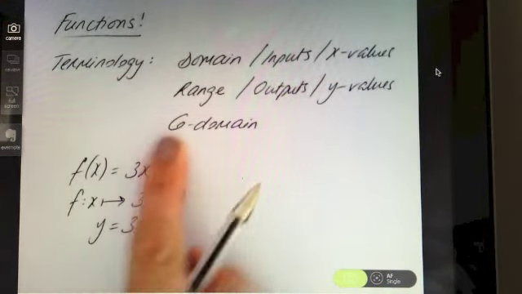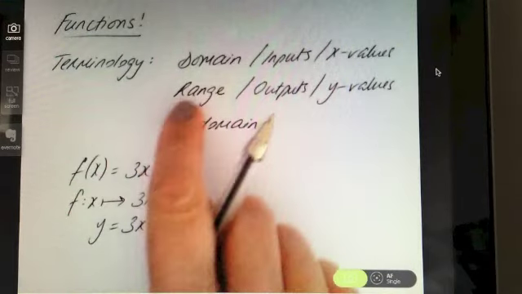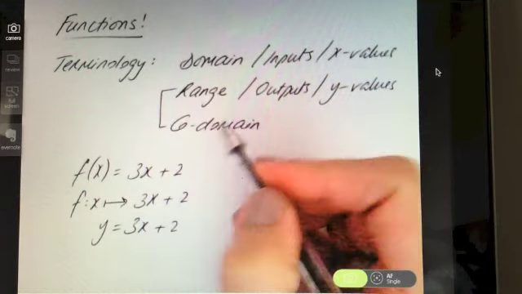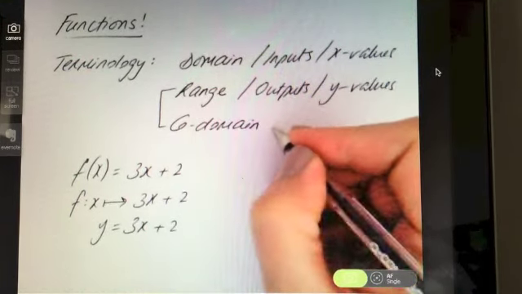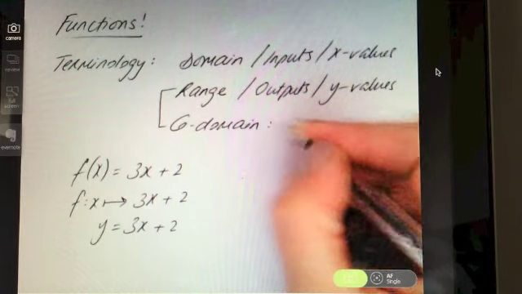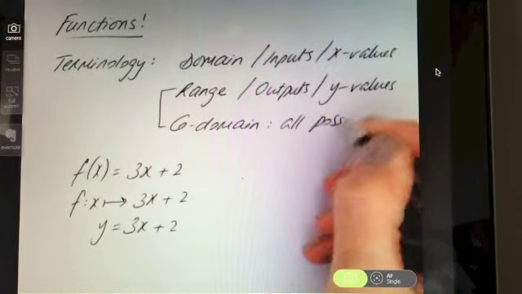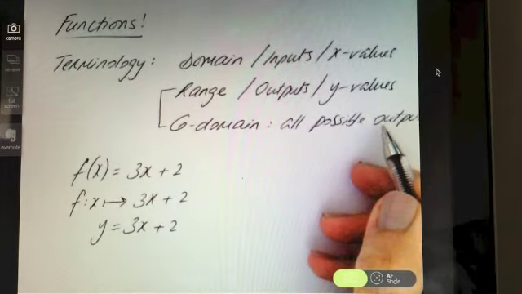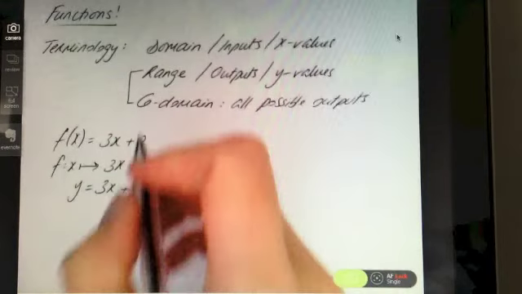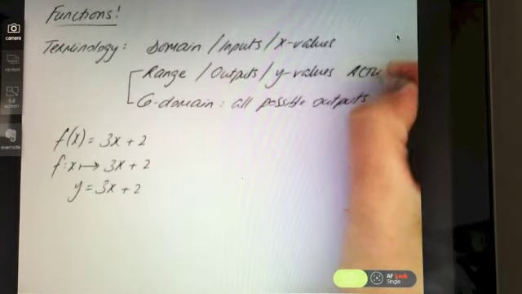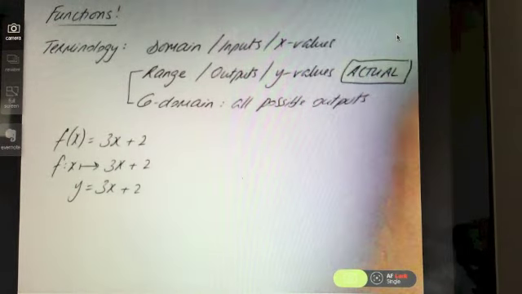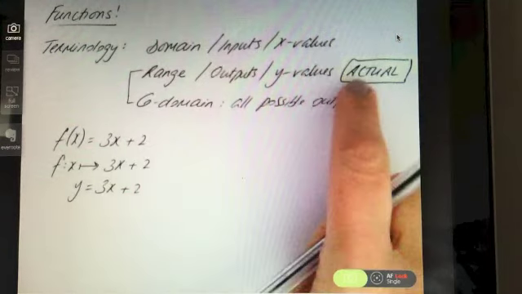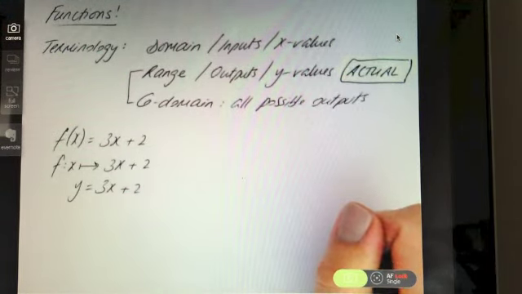And the codomain then. The difference between range and codomain, by the way, it's these two that are linked, not domain and codomain. Range and codomain basically are all the possible outputs, okay? All the possible results, all right? But your range are the actual outputs or results that you get, okay? Codomain are the possible values you could get, but the range are the actual values that you get, okay?